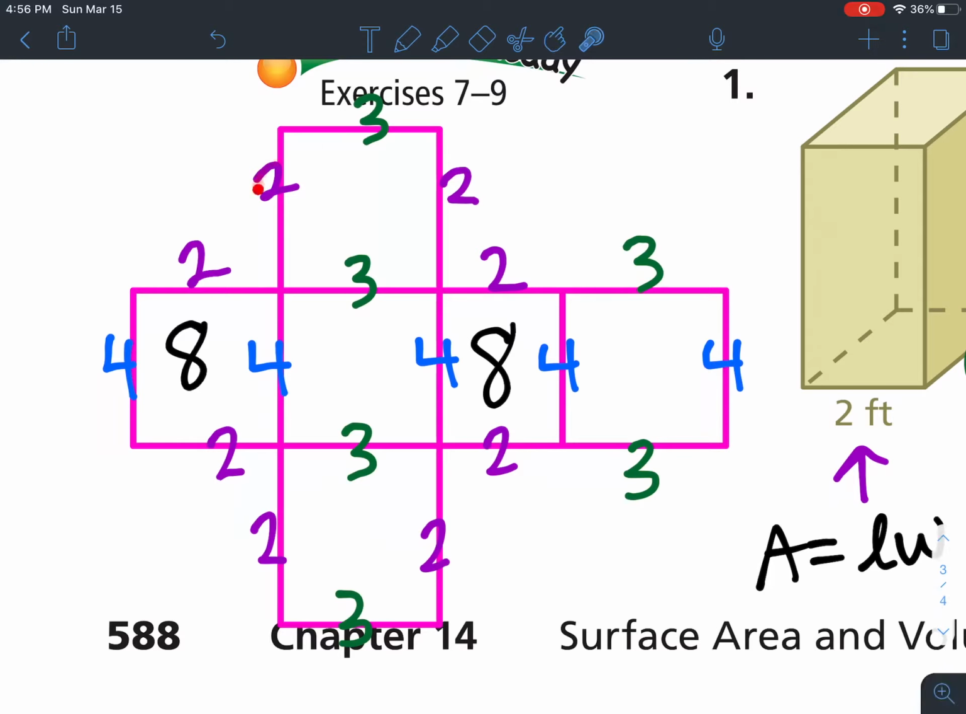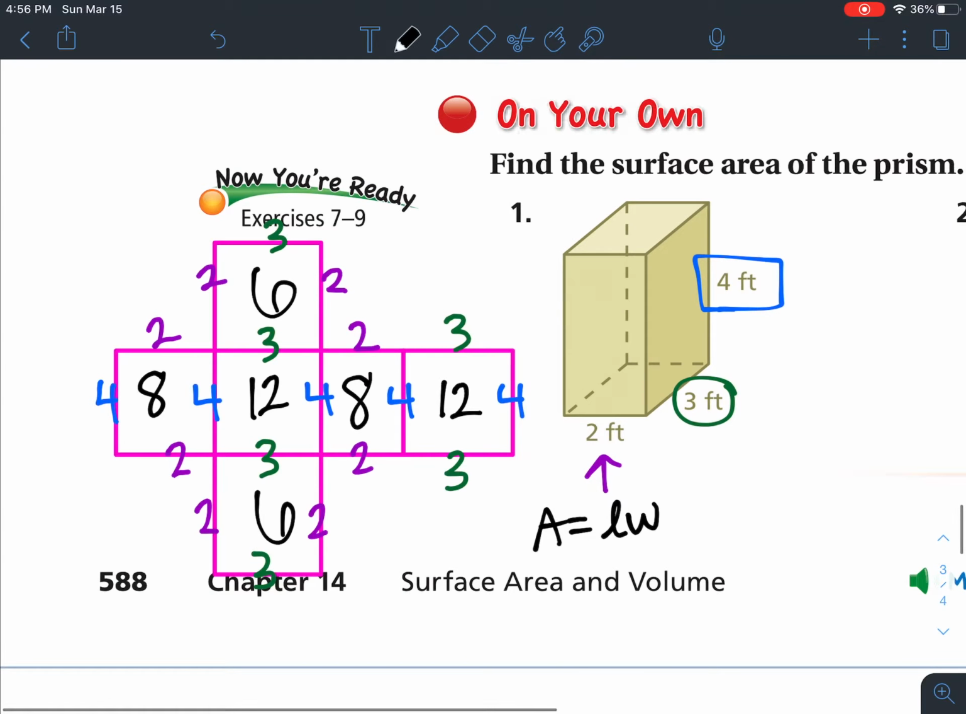Let's go with this one up here next. 2 times 3, this one would be 6. And again, 2 away is the exact same. So that one's also 6. Last one, we've got these two left. 4 times 3 gives us 12. So that one's also 12.